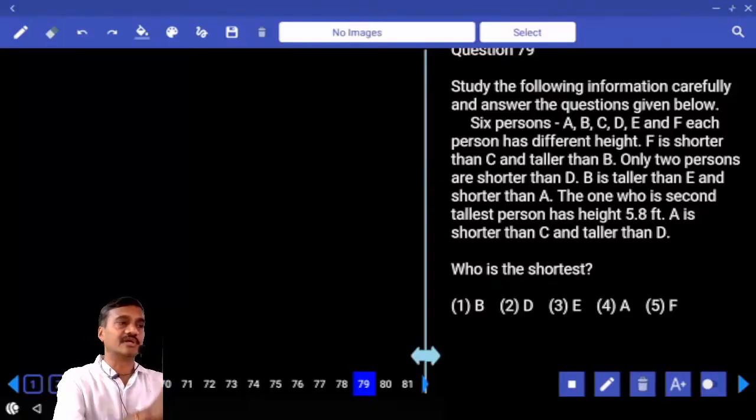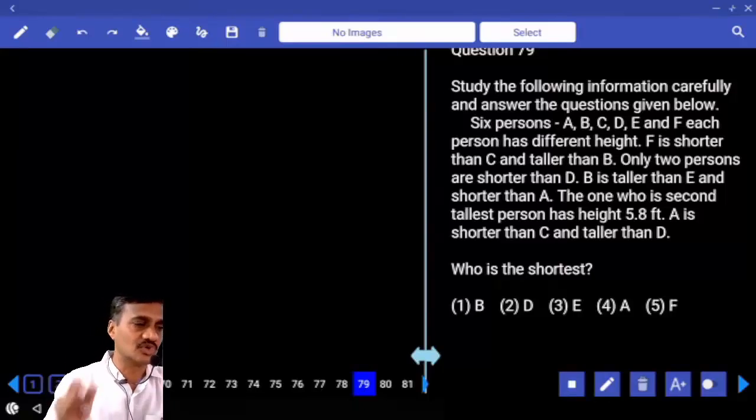Now in this 79, and there are 6 persons. So are those 6 persons here? A, B, C, D, and E and F. Each person has different heights.